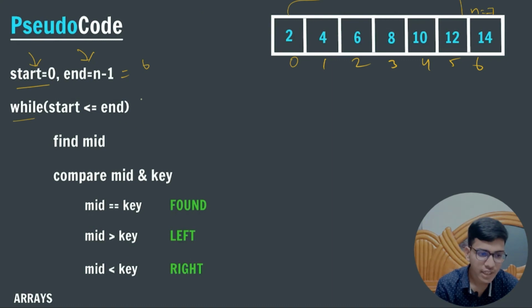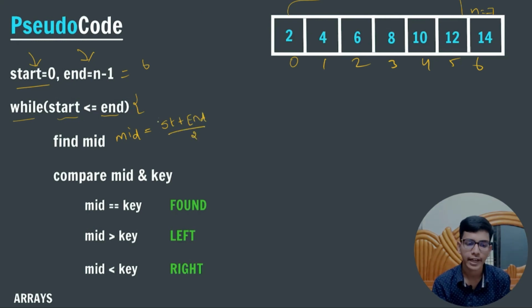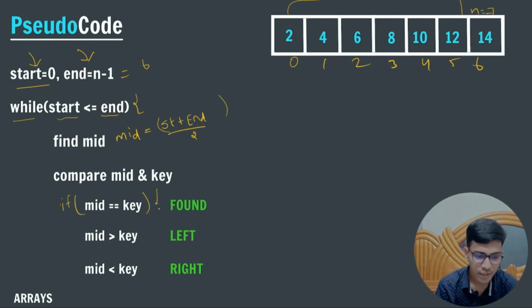Now the condition here is while our start is less than or equal to end. This is our condition. In the curly braces, we are going to find mid. What is the formula? We already studied that: start plus end divided by 2. This is the formula for finding mid. After that, we are going to compare. If mid is equal to key, then return mid. That's all.